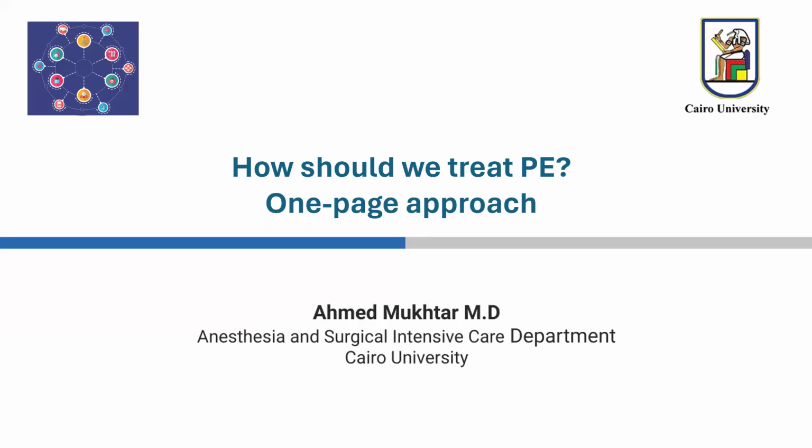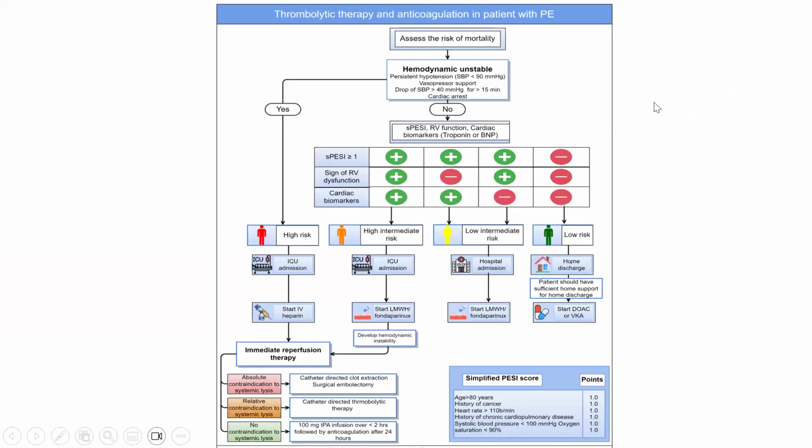Bismillah ar-Rahman ar-Rahim. In one-page approach, we will discuss how we should treat pulmonary embolism. We start first with the general scheme. The general scheme starts by assessing the risk of mortality of the patient.